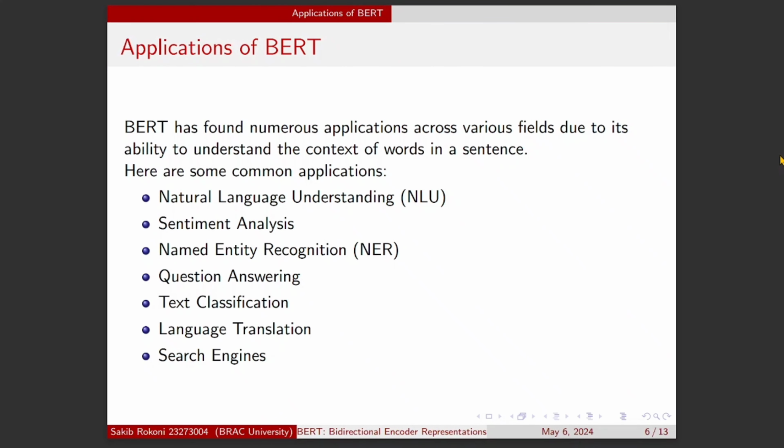Application of BERT. BERT has found numerous applications across various fields due to its ability to understand the context of words in a sentence. Here are some common examples. Natural language understanding. BERT is widely used for tasks like sentiment analysis, named entity recognition, text classification, and question answering. Its contextual understanding helps in accurately interpreting the meaning of a sentence.